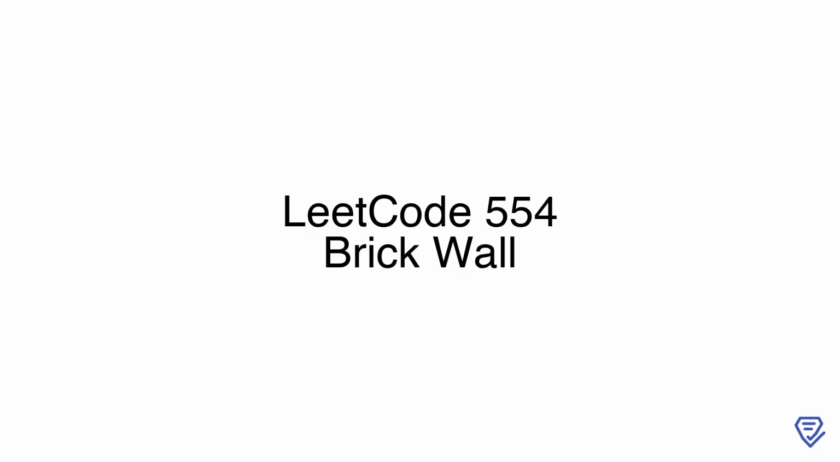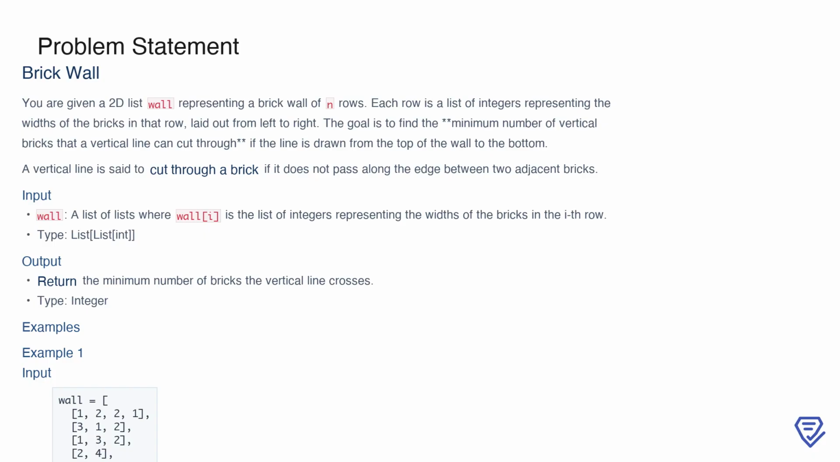Let's get started. In this problem, we are tasked with minimizing the number of bricks that a vertical line will cut through in a given brick wall. The wall is represented as a 2D list, where each row is a list of integers indicating the widths of the bricks in that row, laid out from left to right. The challenge is to determine the optimal position for a vertical line that will pass through the wall from top to bottom, such that it cuts through the fewest bricks.